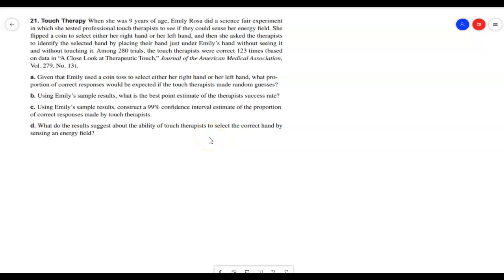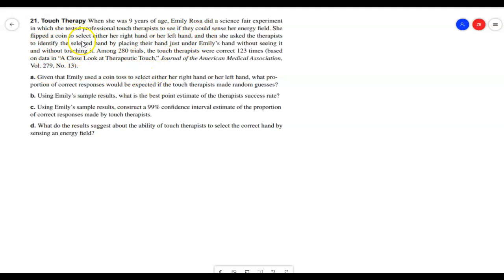Today I want to take a look at an example problem from section 7.1. This is on estimating a population proportion. It says when she was 9 years of age, Emily Rosa did a science fair experiment in which she tested professional touch therapists to see if they could sense her energy field.